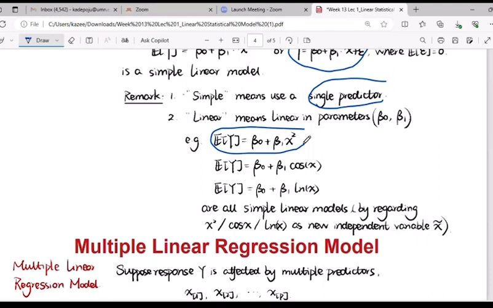It's not going to be linear anymore if I have square root of beta naught or square root of beta 1 or beta 1 raised to power something. But right now, it's still linear. Even here, it's still linear. It's still linear here. Take a look at that. And that was why I said all are simple linear models.